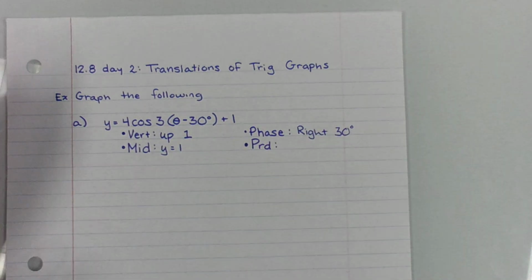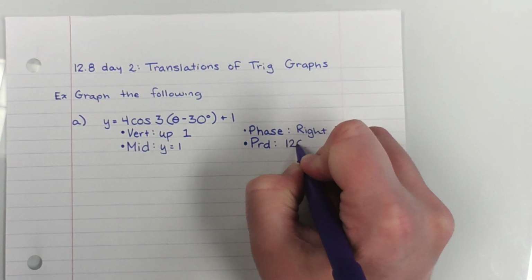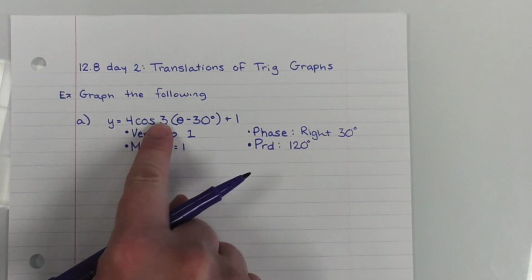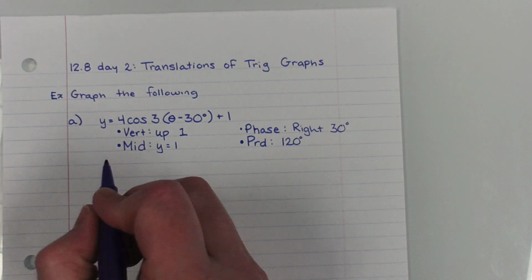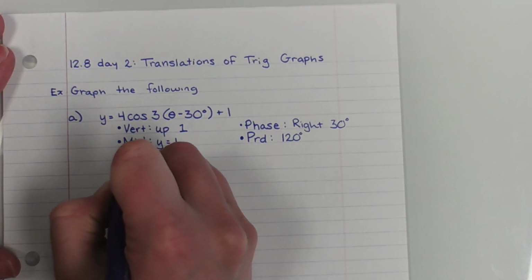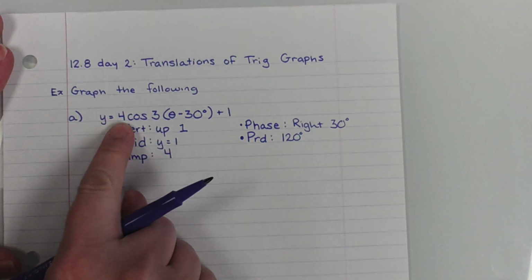Period. Why 120? Because cosine is typically 360 divided by that 3. If it wasn't in degrees, it would be 2 pi divided by 3, which would just be 2 pi over 3. Amplitude. 4, the number in front.